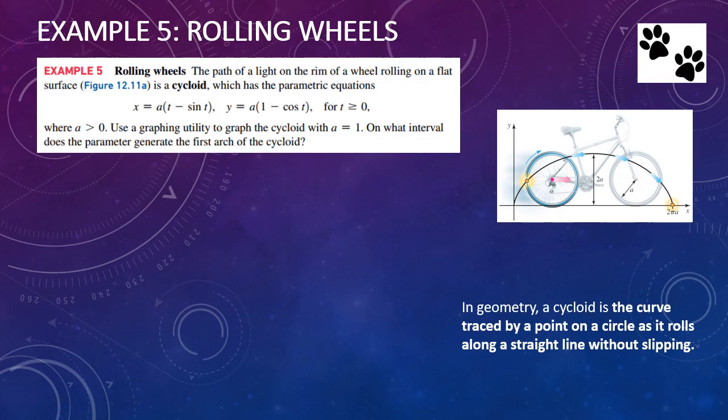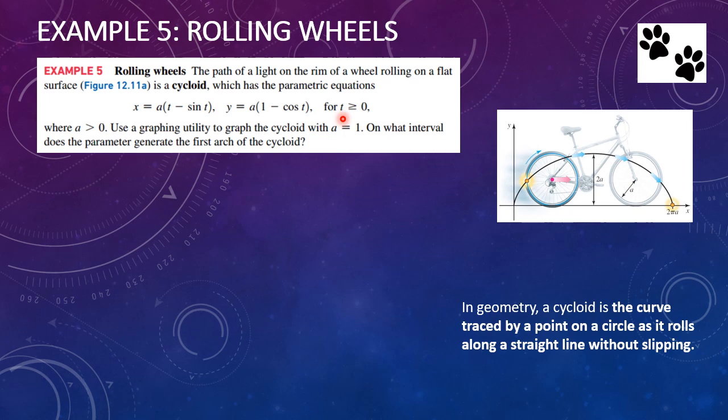Many fascinating curves are generated by points on rolling wheels. Examples 5 and 6 investigate two such curves. Example 5, rolling wheels: the path of a light on the rim of a wheel rolling on a flat surface. You can see the light here in the image to the right. We're trying to figure out where that light goes as the bike moves forward, and you can see the path here. It has the parametric equations x equals a times (t minus sine t), and y equals a times (1 minus cosine t) for t greater than or equal to 0.